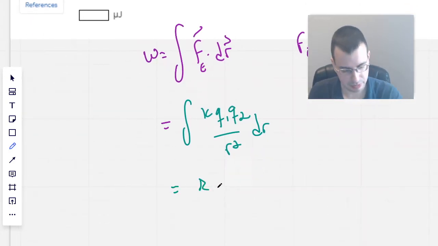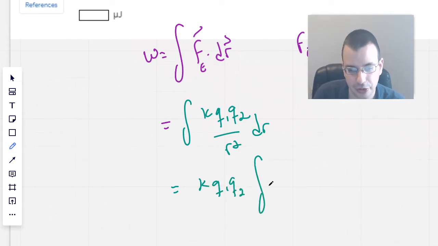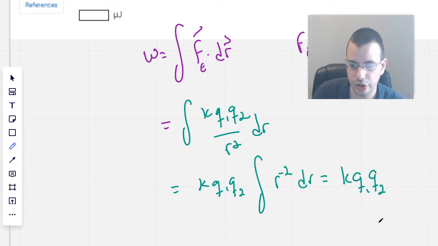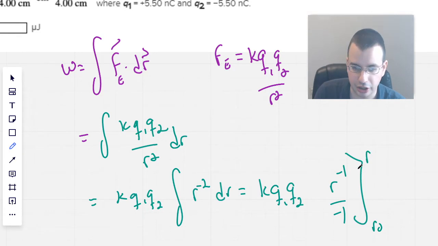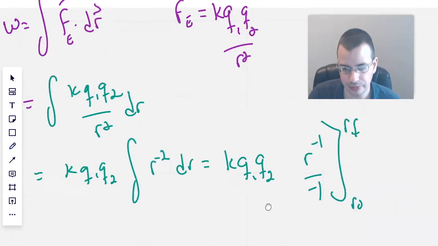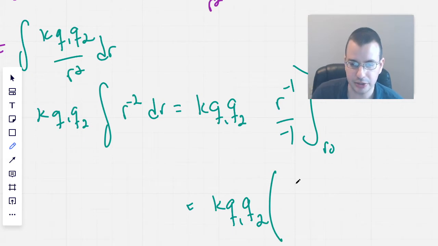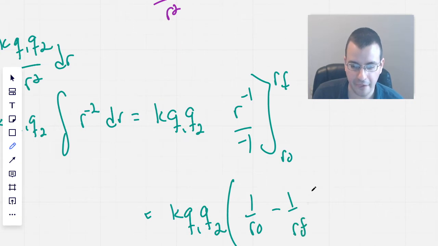Simplifying, since K and Q1 and Q2 will be constant for the motion, we'll do the integral of R to the -2, which is the same as 1 over R squared dr. Using the power rule, K Q1 Q2, we have R to the -1 over -1, evaluated from R initial to R final. And then, to get rid of this negative, we'll swap it around: K Q1 Q2 times 1 over R naught minus 1 over R final.